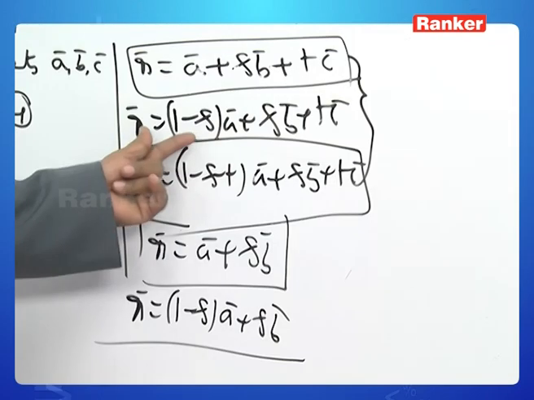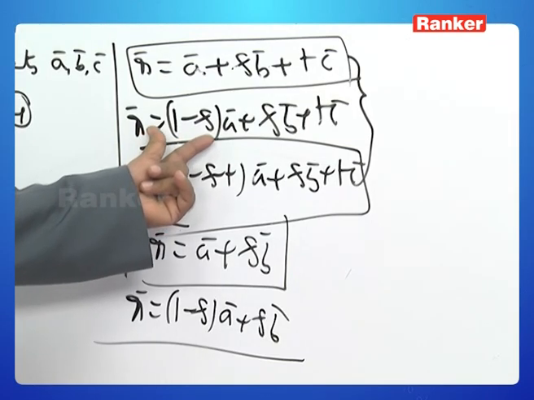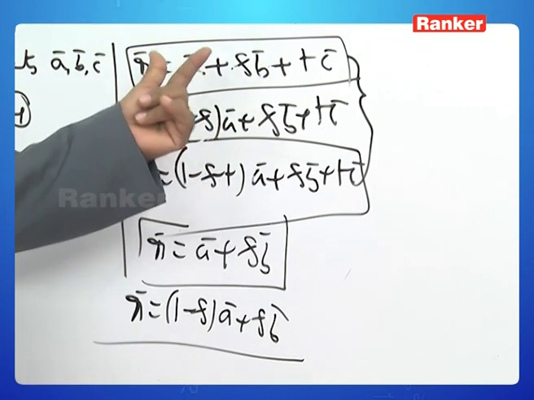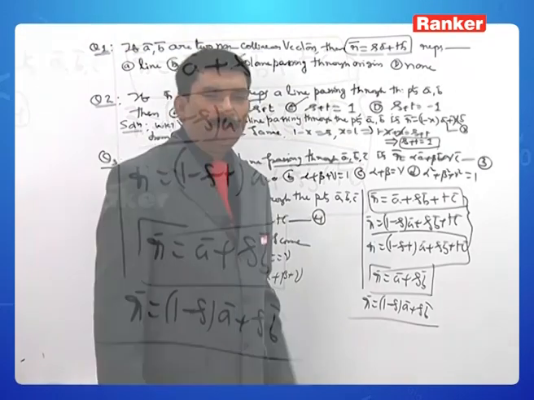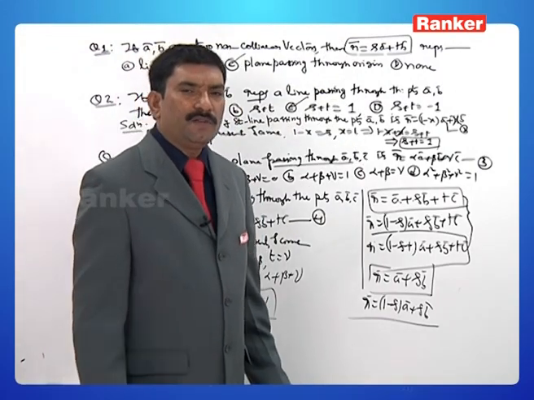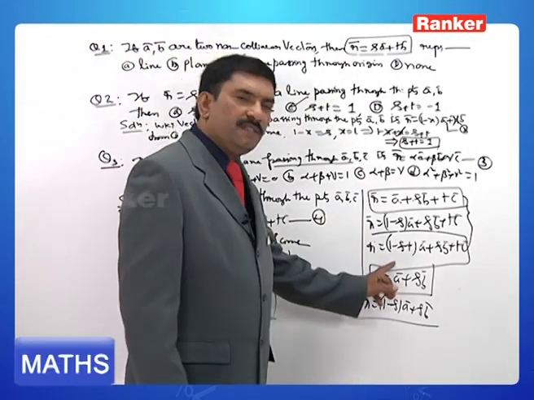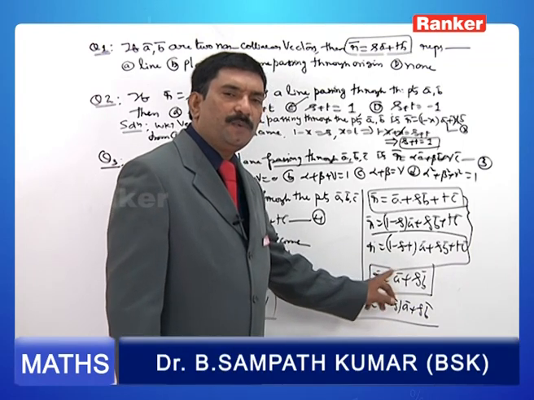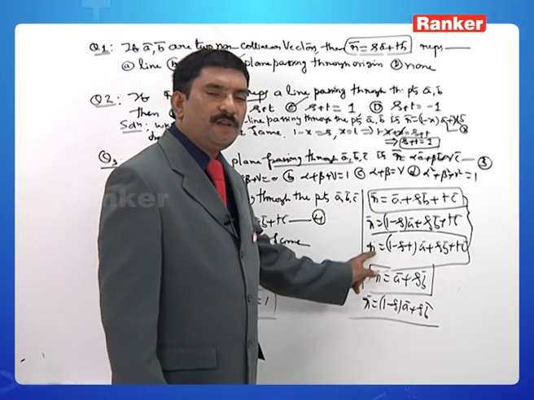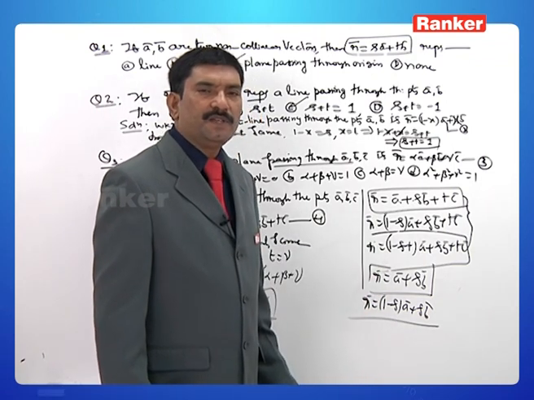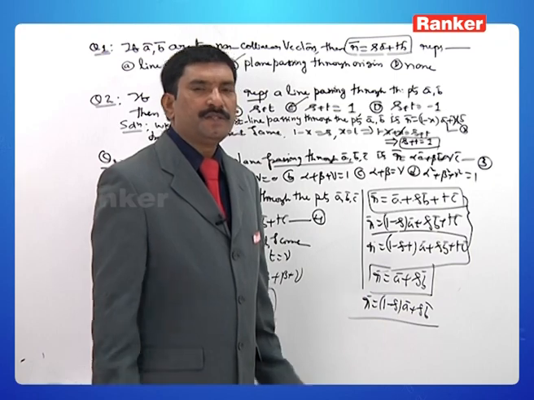Similarly, the vector equation of a plane passing through two points and parallel to one vector is R bar is equal to (1 minus s) into A bar plus s B bar plus t C bar. Similarly, you can find the Cartesian equation of a plane. Then this represents the vector equation of a plane passing through three non-collinear points A bar, B bar, C bar: R bar is equal to (1 minus s minus t) into A bar plus s B bar plus t C bar.